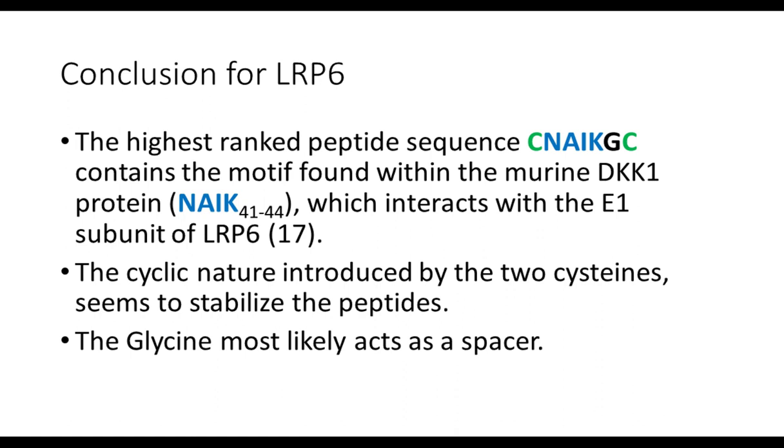So in order to summarize the findings for LRP6 here, the highest ranked binder contained NAIK, which is a motif found in the murine DKK1, which interacts with the E1 unit of LRP6. So this makes sense. The 2 cysteines maybe stabilize the peptide and lock it down in a certain configuration. And the glycine probably was the one residue that disturbed the motif the least, because we used the Seramer peptide library.